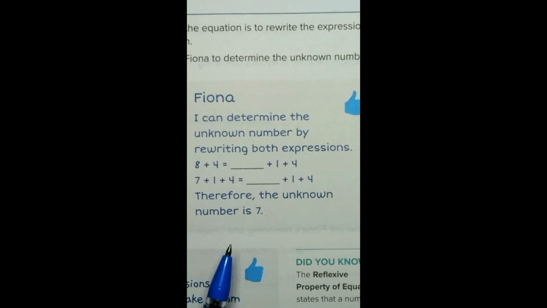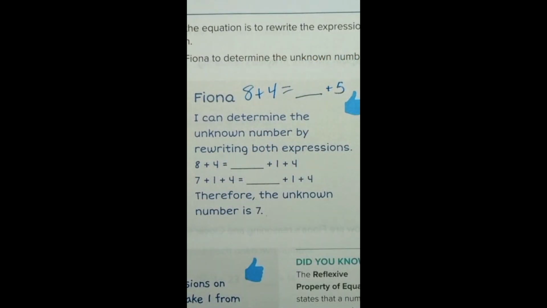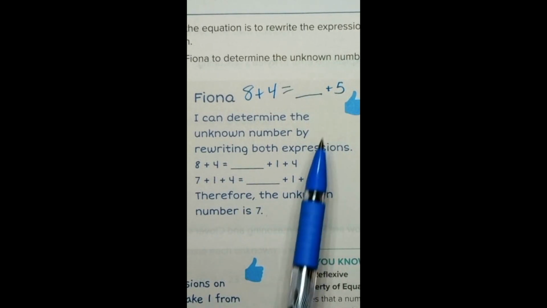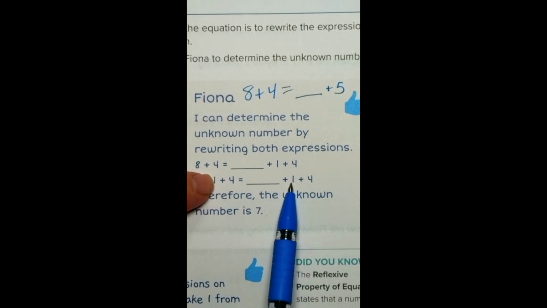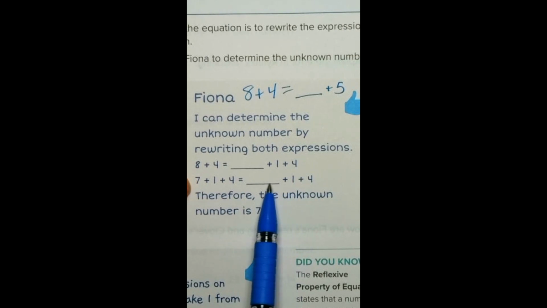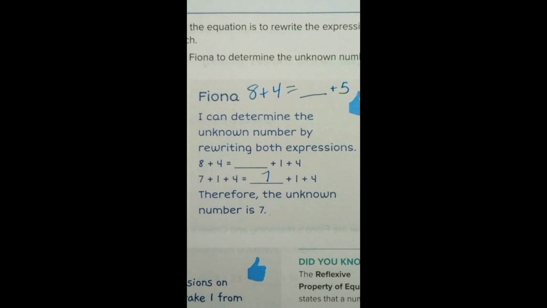Fiona says, I can determine the unknown number by rewriting both expressions. So we had 8 plus 4 equals blank plus 5. Fiona said 8 plus 4 can be the same as 7 plus 1 plus 4. And for the plus 5 side, changed it to 1 plus 4. So then kept the 1 plus 4 here. So both of these have a 4. This has a 1. And this one has a 7. So therefore this one has to be a 7. The unknown is 7. And that makes sense. It would make it true all the way across.